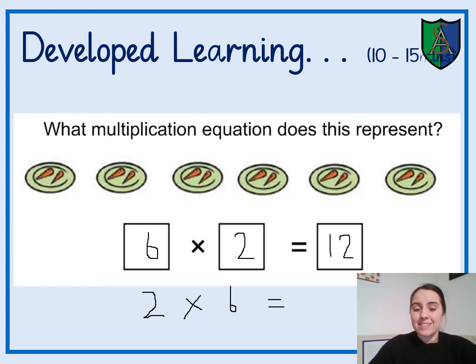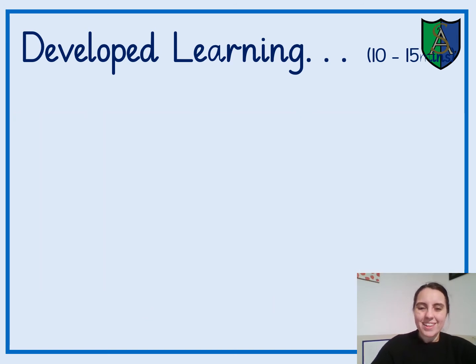And if we know that 6 times 2 is equal to 12, we also know that we will get the same answer for 2 times 6 because it's just the same. The calculation is just a little bit different because the numbers have been switched around. Okay, let's develop our learning even further now. Now this is really going to help you with your independent activity today, so listen carefully.